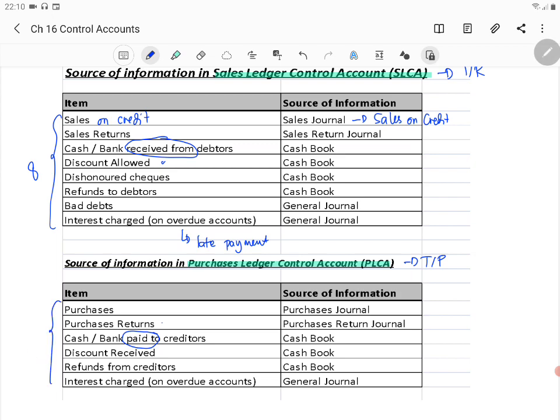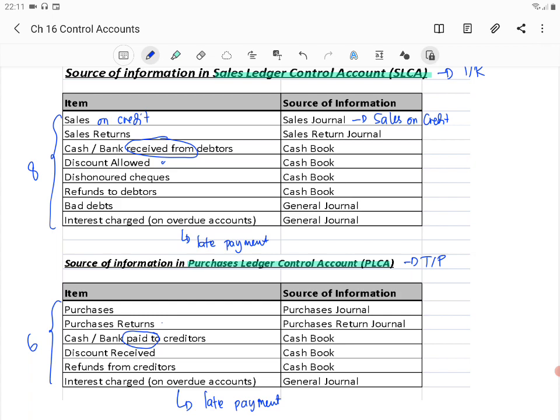So we have 6 of them. Discount received is one of them, and refund from creditors is also there, and interest charge on overdue accounts. Same, late payment. If the company paid the supplier late, then there might be interest that is charged to the company.